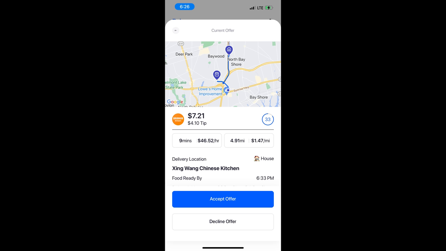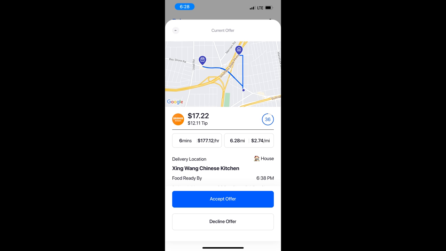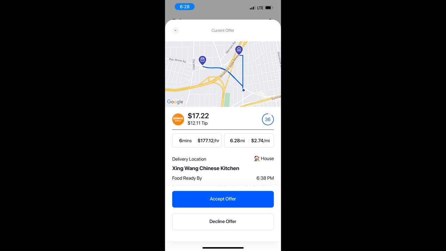9 minutes, $46 per hour. But now obviously everything changes because of the add-on. Right. So what I'm a little confused about, this says the add-on is $17.22, $12.11 tip, $2.74 per mile, 6.28 miles, 6 minutes, $177.12 per hour for this order. What? How's that even possible?